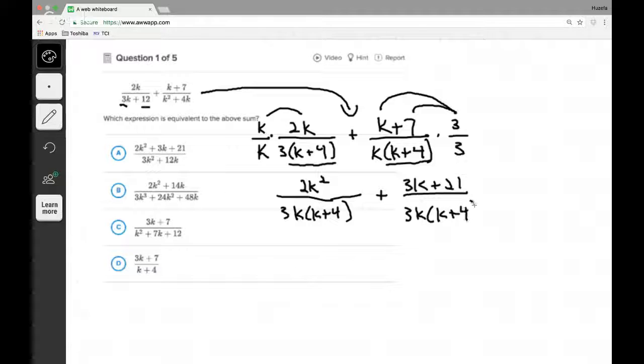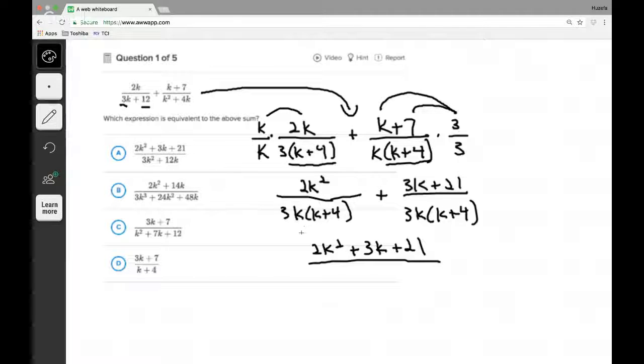Now we can start to combine these. The numerators just add, and the denominators stay the same. That's what we do with fractions. We just add them. So now we're going to have 2k squared plus 3k plus 21 over, and let's see how they did it here. It looks like they multiplied it out. I'm going to FOIL this one, because none of the denominators in the answers are factored, and I can see that.